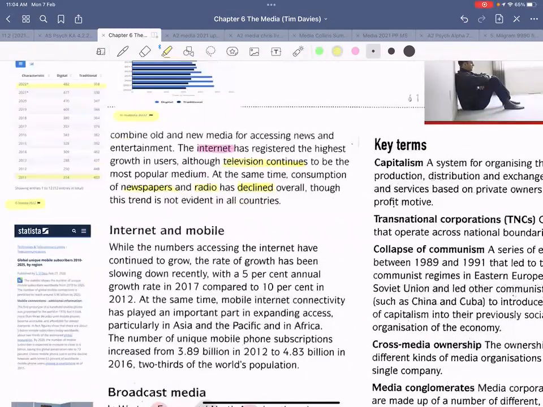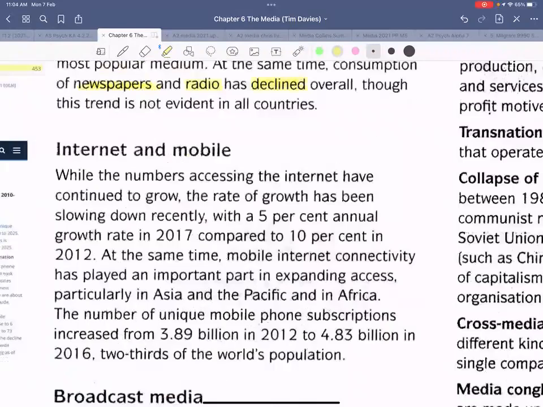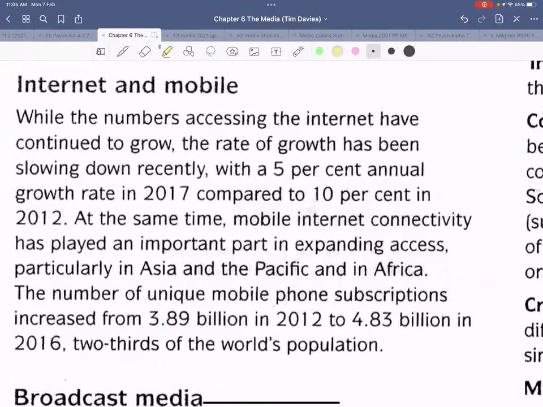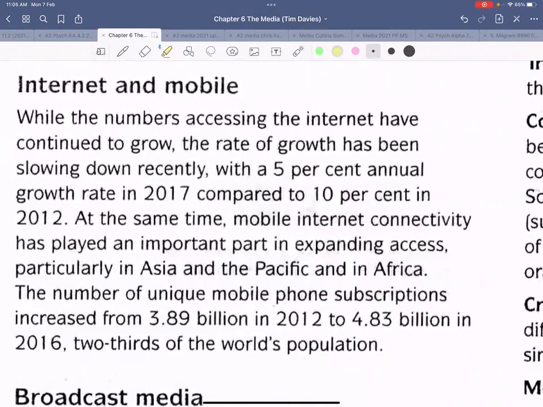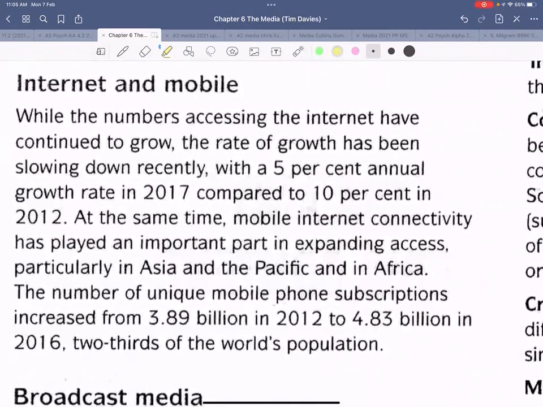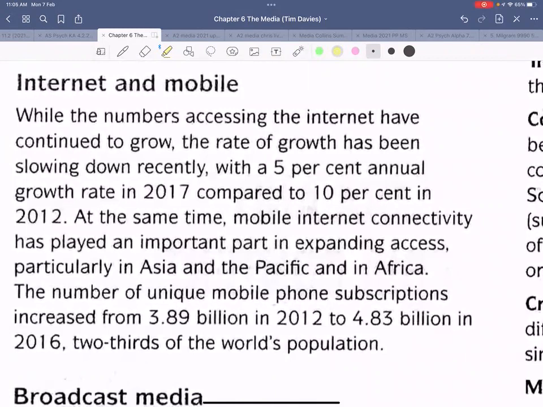Now, taking it ahead, internet and mobile use. While the numbers accessing the internet have continued to grow, the rate of growth has been slowing down recently, with a 5% annual growth in 2017 compared to 10% in 2012. So in 2012, this growth rate was higher as compared to 2017. 2017 के अंदर आपके पास 5% annual growth नजर आई है, whereas 2012 के अंदर आपके पास ये एनुअल ग्रोथ 10% थी, राइट?